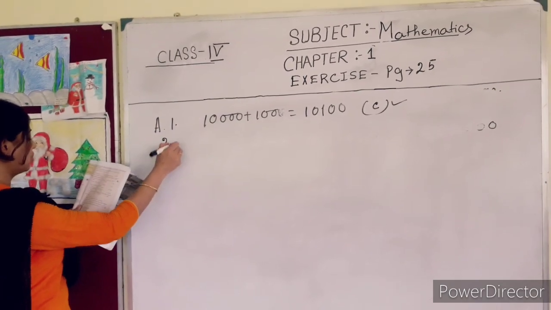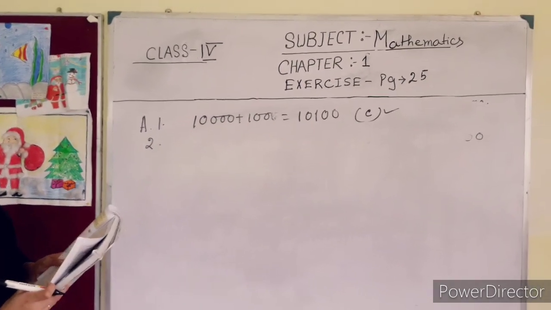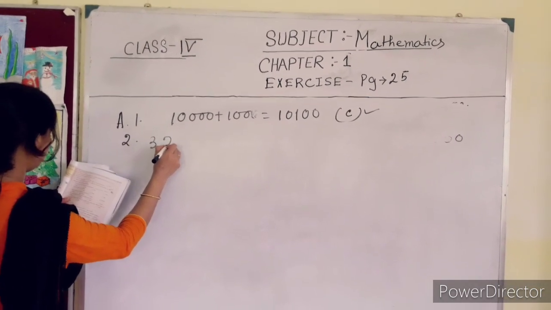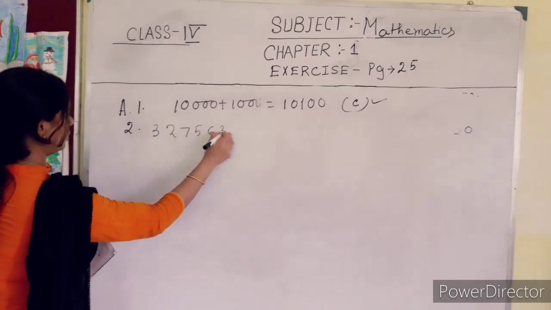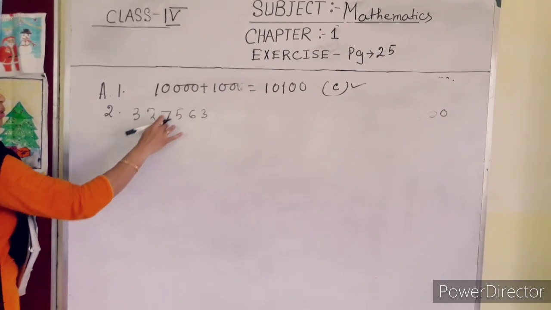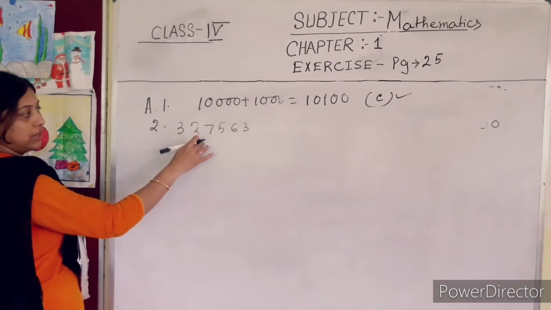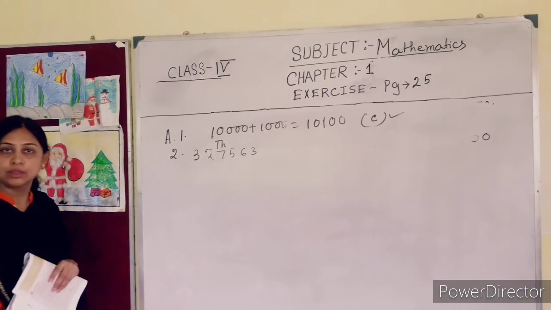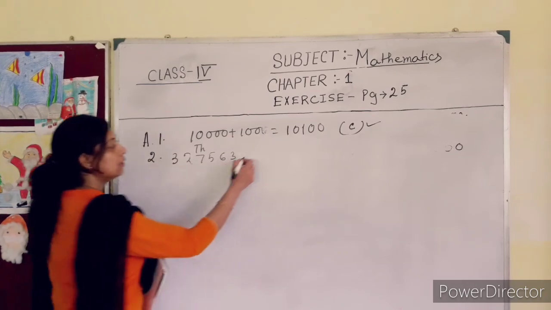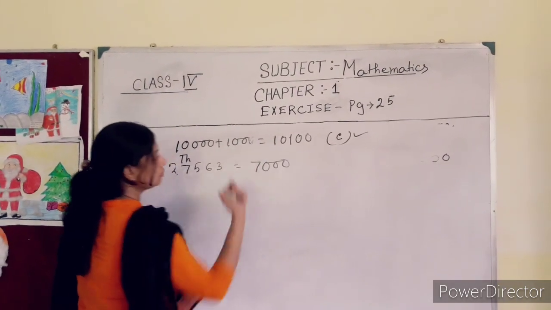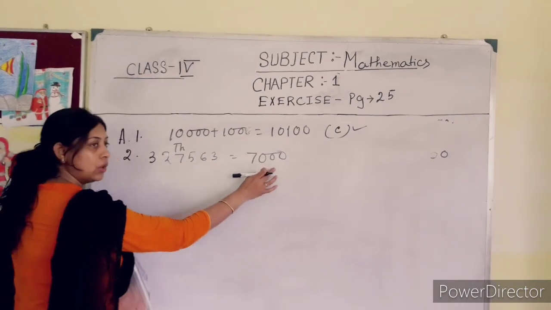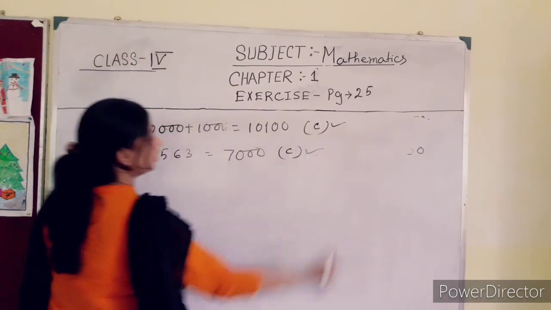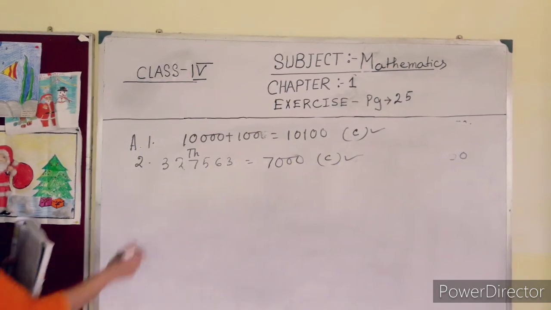Now 2. The place value of 7 in 3,27,563. What is the place value of 7? 7 is present in the 1000 place. So 7000. Okay. So option C is correct. Clear?